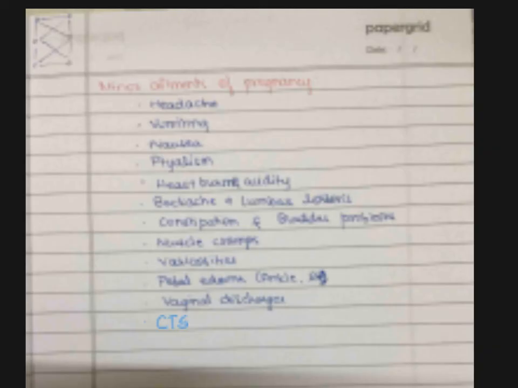Some minor ailments of pregnancy include headache, vomiting, nausea, ptyalism, CTS, that is carpal tunnel syndrome, heartburn and acidity, backache, which is due to lumbar lordosis, as well as constipation and bladder problems, muscle cramps, superficial varicosities, pedal edema, especially ankle edema, and vaginal discharges.